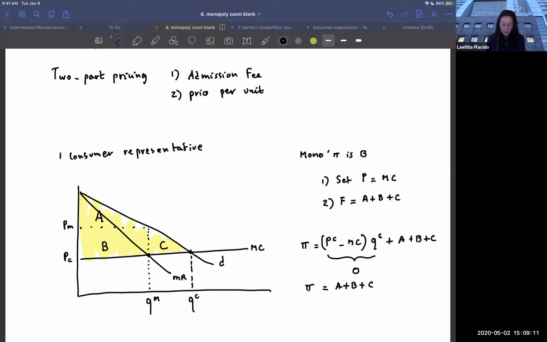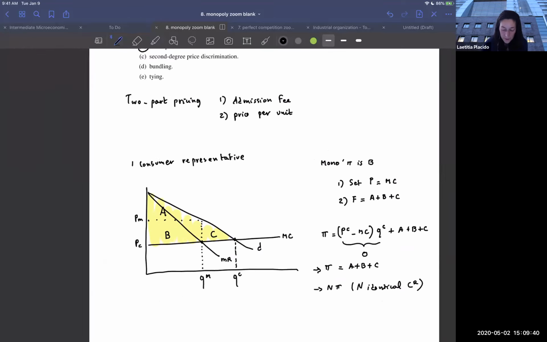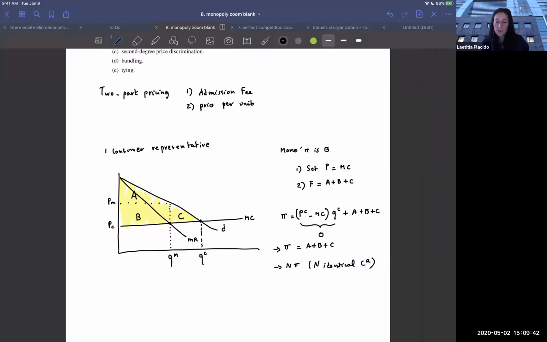Remember, here we've made the assumption that we have only one consumer. So that's the profit the monopolist gets from one consumer. What about if there are n consumers? Well, in that case, it gets n times the profit. That's straightforward. So n identical consumers. So that's the theory of two-part pricing. Do you have questions on this?